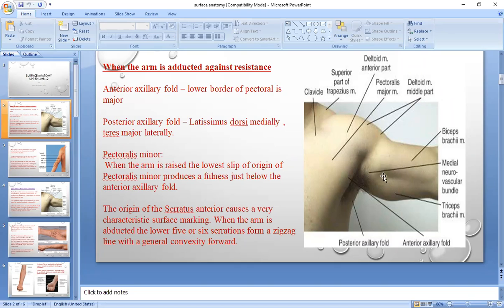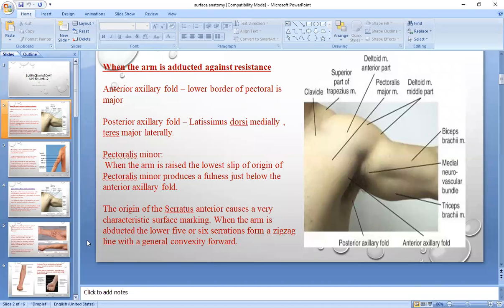In the anterior axillary fold, in addition, what is the other muscle? Pectoralis minor. When the arm is raised, the lowest slip of the origin of pectoralis minor produces the fullness just below the anterior axillary fold. So the fullness of the anterior axillary fold is because of the pectoralis minor. The origin of serratus anterior also causes a very characteristic surface marking. Here it is not clear, but serratus anterior causes a very characteristic surface marking.